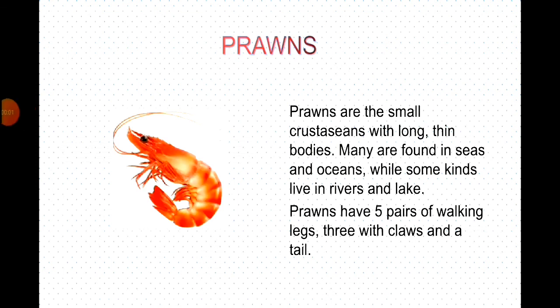Prawns are the small crustaceans with long, thin bodies. Many are found in seas and oceans, while others live in rivers and lakes. Prawns have 5 pairs of walking legs, 3 with claws and a tail.